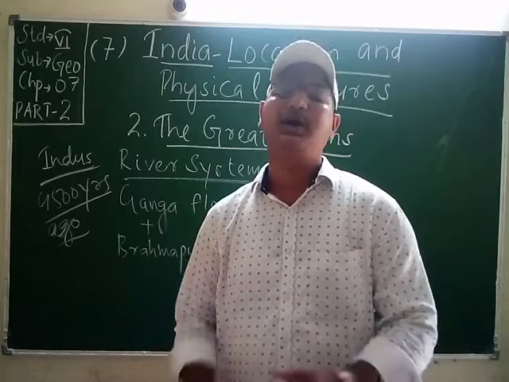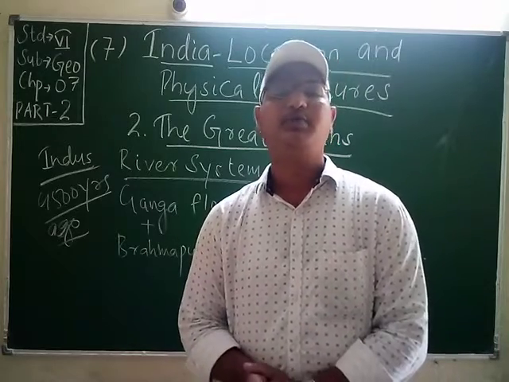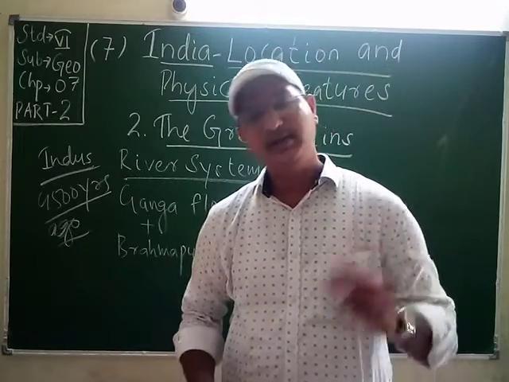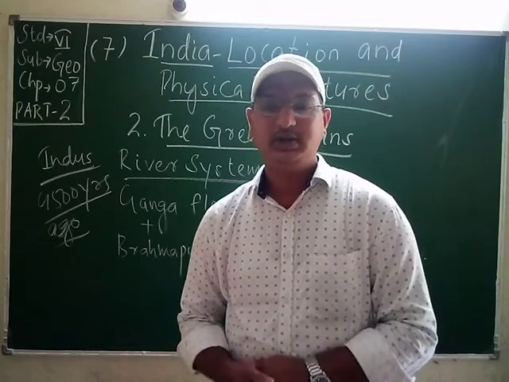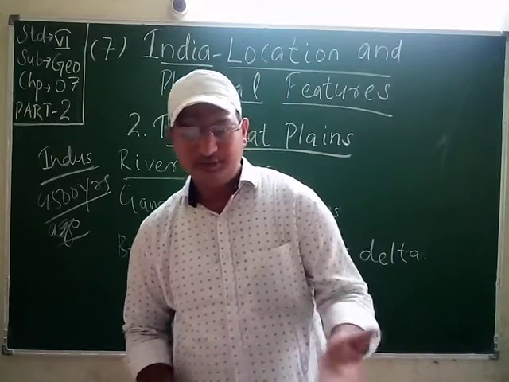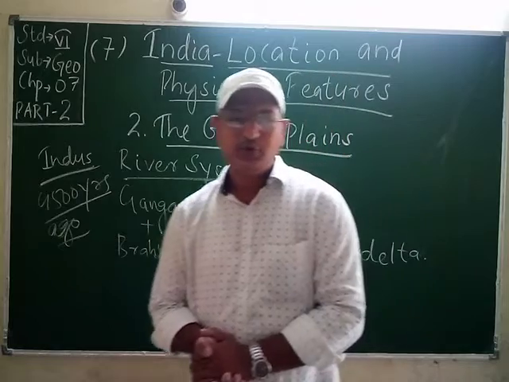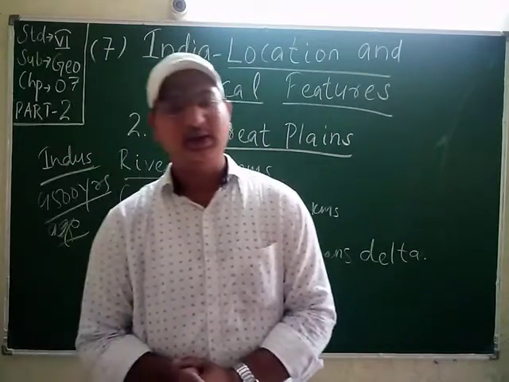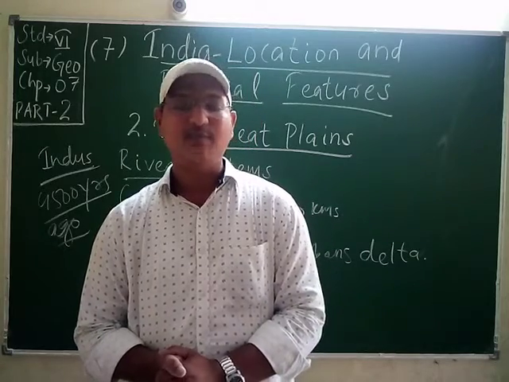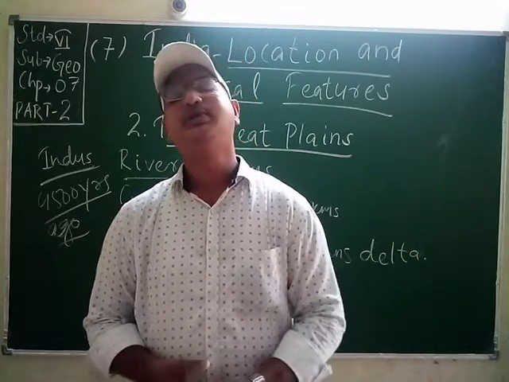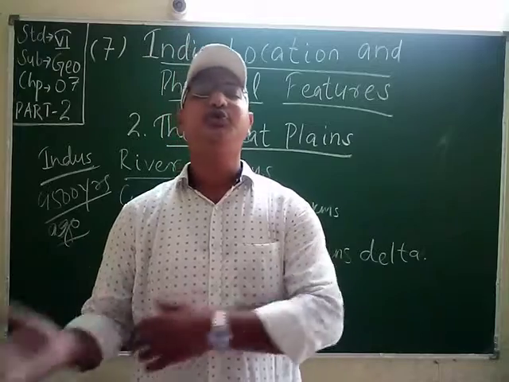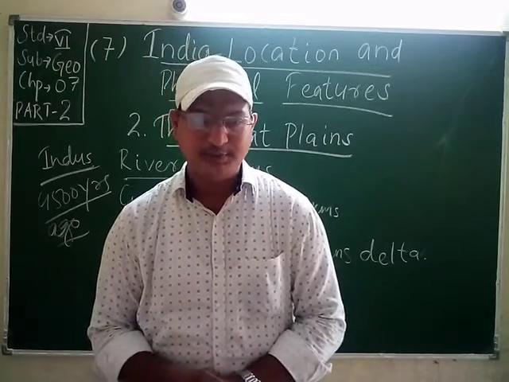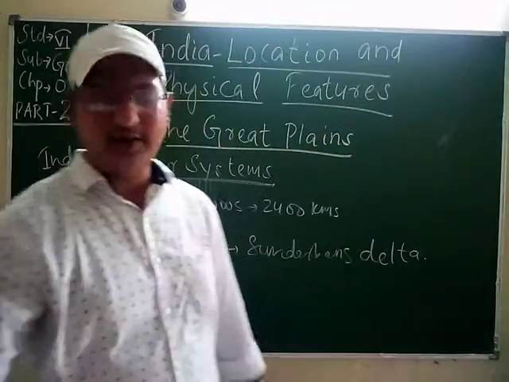Students, we have studied about Ganga. It begins from Gangotri glacier, and we have studied about Indus. Now we will study about the Brahmaputra. It starts from near Lake Mansarovar in Tibet, and it is called the Shangpo. In Tibet, the Brahmaputra river is known as Shangpo. When it comes to India, it is known as the Brahmaputra. It covers a distance of 2,500 kilometers.